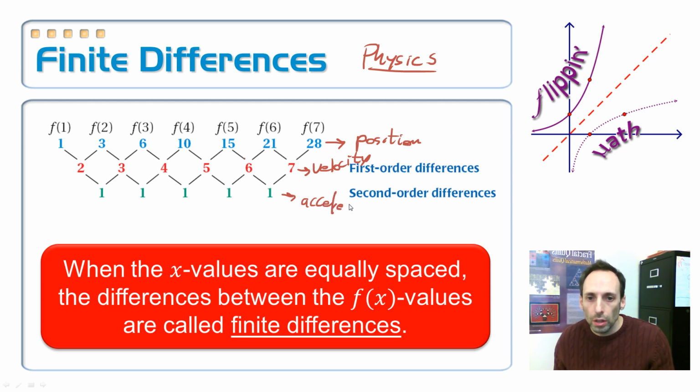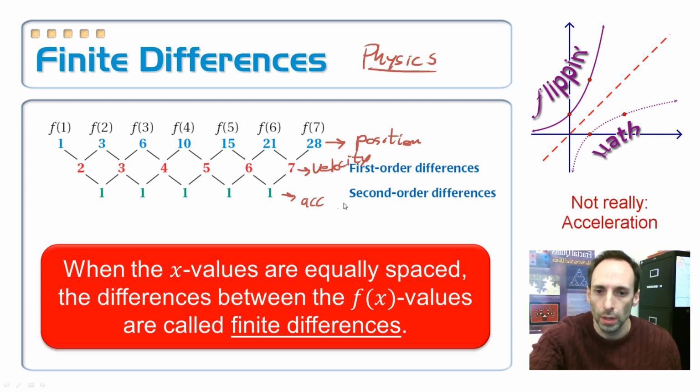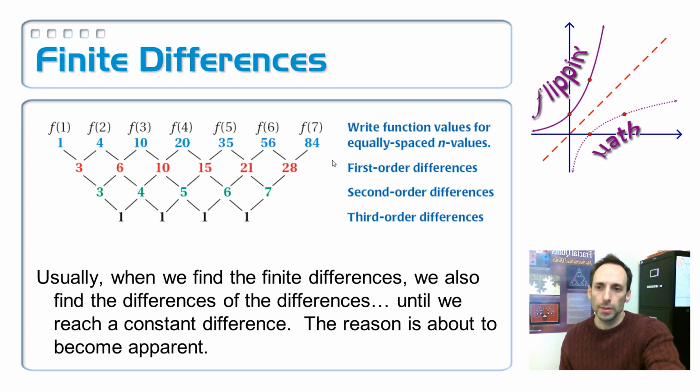Is that a hard word to spell or what? I'm going to abbreviate that as ACC, acceleration, how fast your speed is going. So just kind of an application of something from physics.